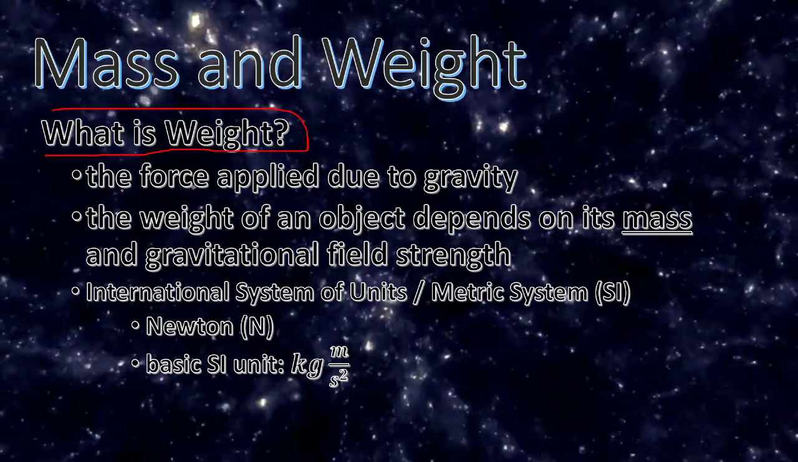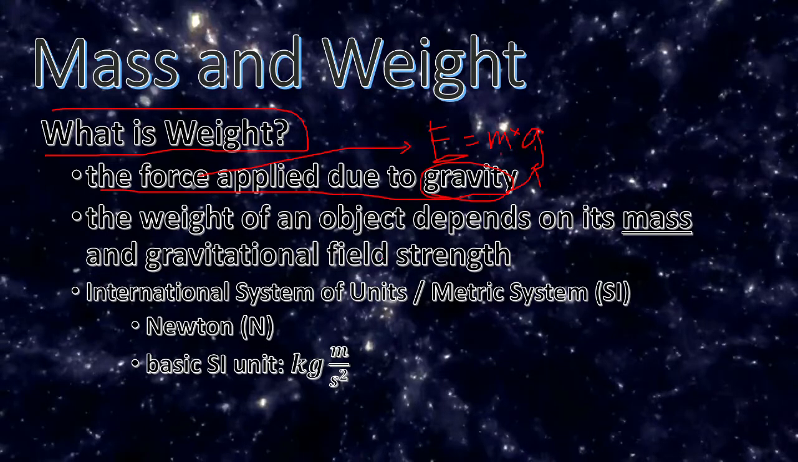Weight is the force applied. Take note, force applied due to gravity. The formula for force is F equals M times G. So M times G. This is force equals mass times gravity, where G is due to gravity.